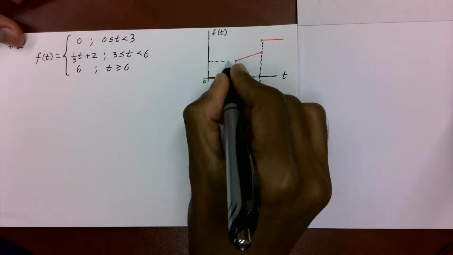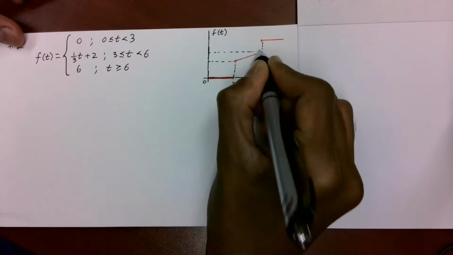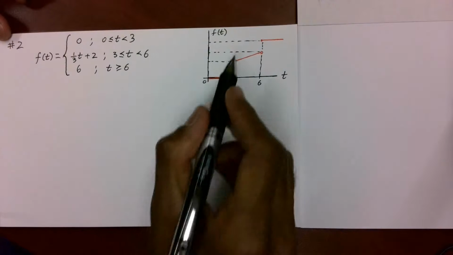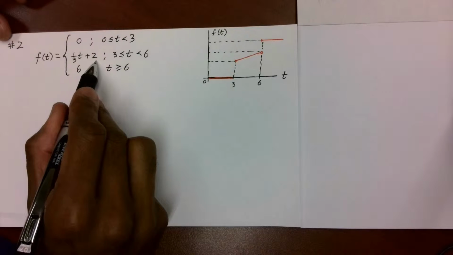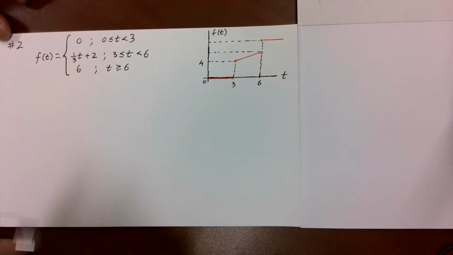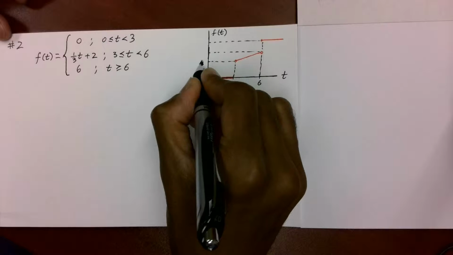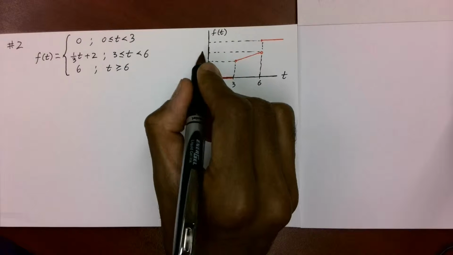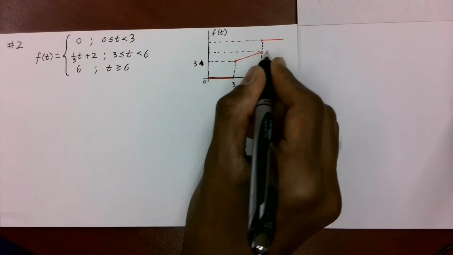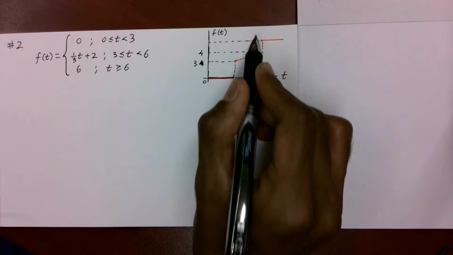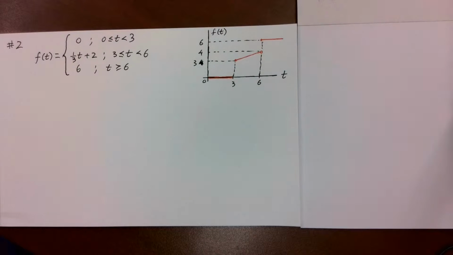And I will complete the graph with the associated y values at each of those endpoints. So the left endpoint for the line 1 over 3t plus 2 is going to be 3, and the right endpoint for the same line is going to be 4. And the last piece, y equals 6, trivially starts at 6 on the y-axis. However, it does not start until the value of t is 6.